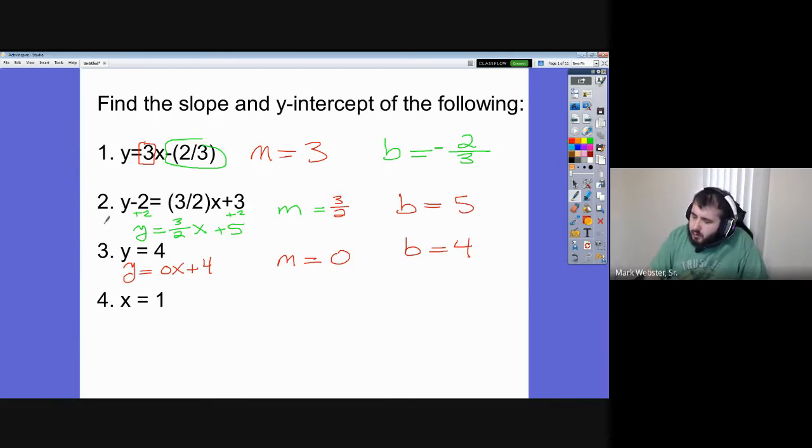Now with number 4, this one is sort of difficult to contextualize with the other ones. Remember, this is a vertical line, just like this one's a horizontal line. The slope is at 0. And so the line is horizontal going through 4, right? But here, when it's x equals, it's a vertical line. And vertical lines always have the exact same slope. That is to say, they don't have one. The slope is undefined.